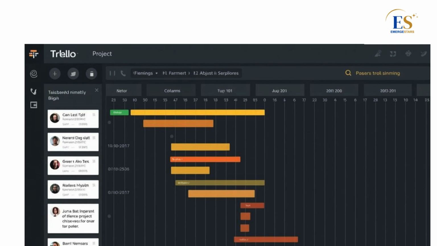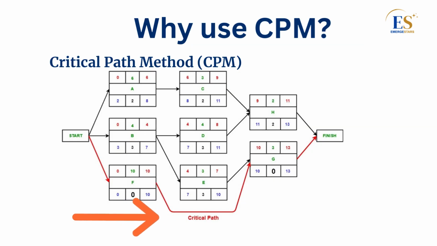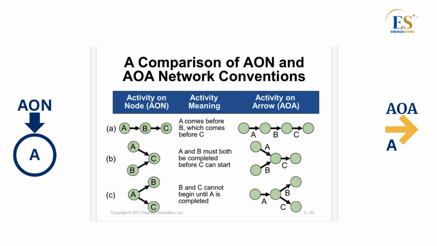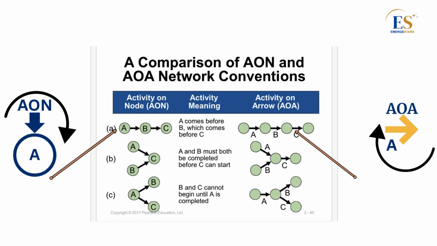The critical path method helps identify which tasks directly affect your project's finish date. It's a step-by-step process that helps you plan, schedule, and control your project effectively. There are two ways to represent project activities in a network, AON and AOA. In AON, activity on node, activities are shown as boxes or nodes. In AOA, activity on arrow, activities are shown on arrows, and circles represent events.